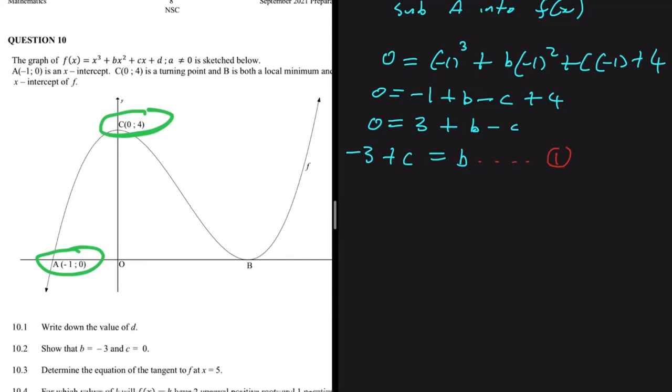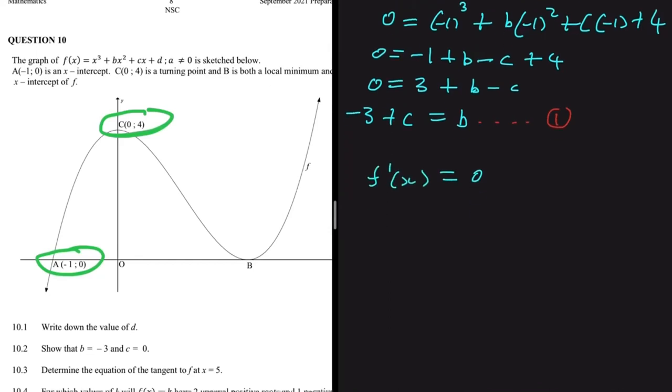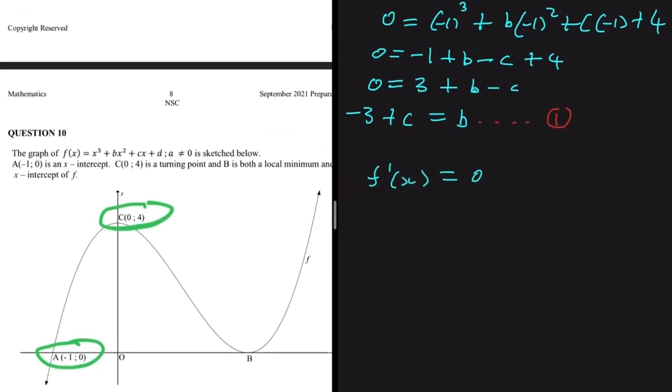And we know fully well that the gradient at the turning point is equal to 0. So what we can say now is that f prime of x is equal to 0, right? So now we're just going to differentiate f of x. Let's not forget f of x is x cubed plus bx squared plus cx and so on, right? I just circled it in red here.